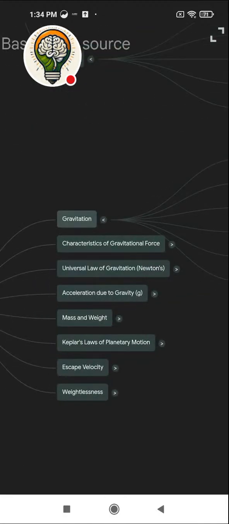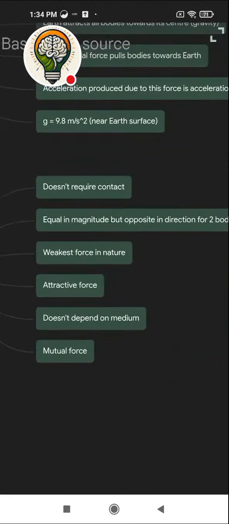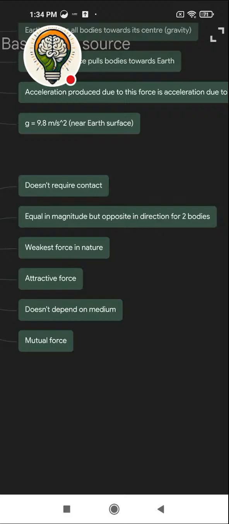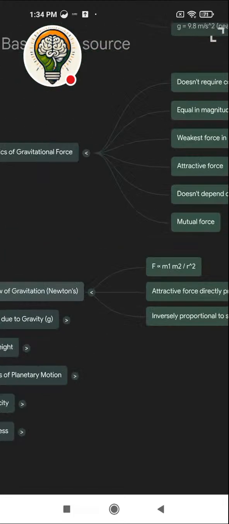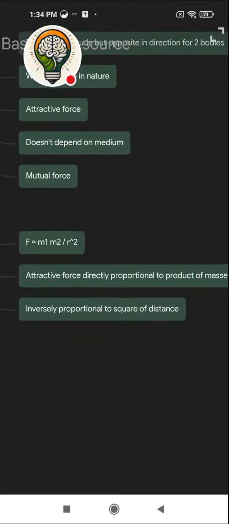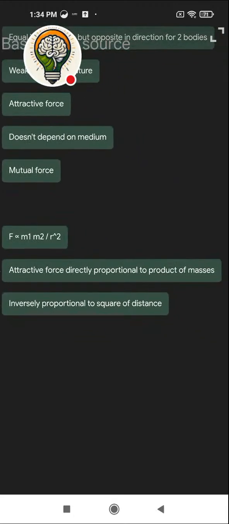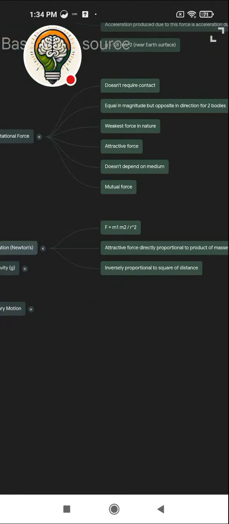Then the characteristics of the gravitational force: it doesn't require contact, and is equal in magnitude but opposite in direction on the two objects. It is the weakest force in nature, an attractive force that doesn't depend on the medium, and a mutual force. Then the universal law of gravitation, Newton: F equals G m1 m2 by r square. The attractive force is directly proportional to the product of masses and inversely proportional to the square of the distance.